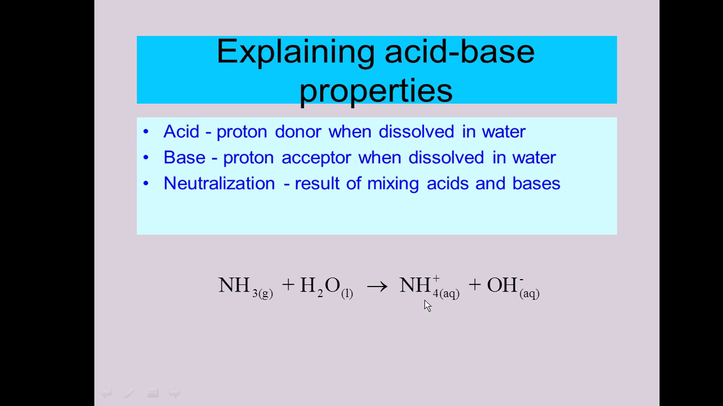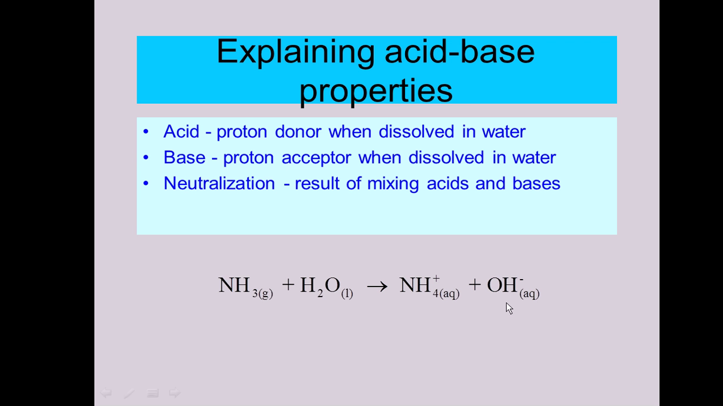Now what is a base? Ammonia is a base. Why is it a base? Because when you dissolve ammonia into water, it can accept hydrogen ions and form this kind of ammonium ion. So ammonia is a base because it can accept hydrogen ions. It becomes like this, an ammonium ion, and because it has now accepted the hydrogen ions, this water will be converted into hydroxide ions.